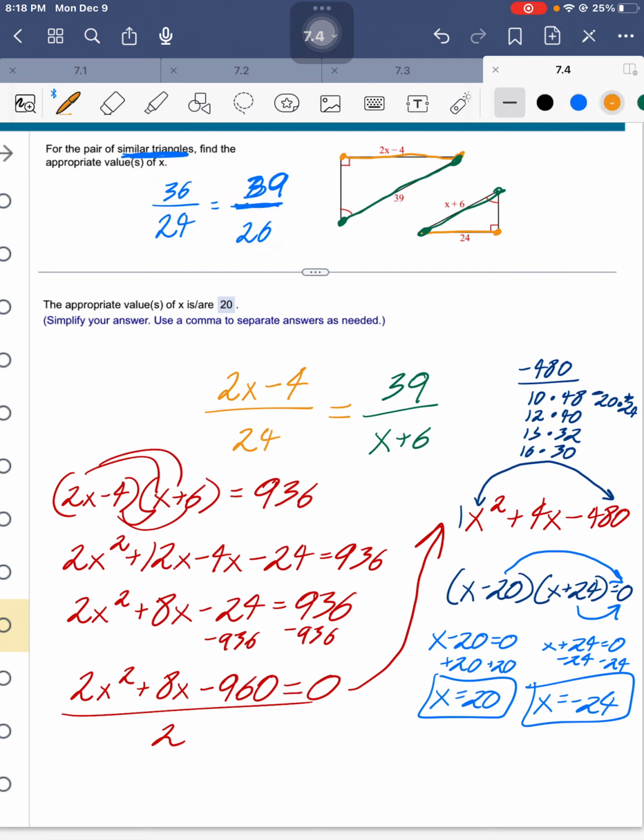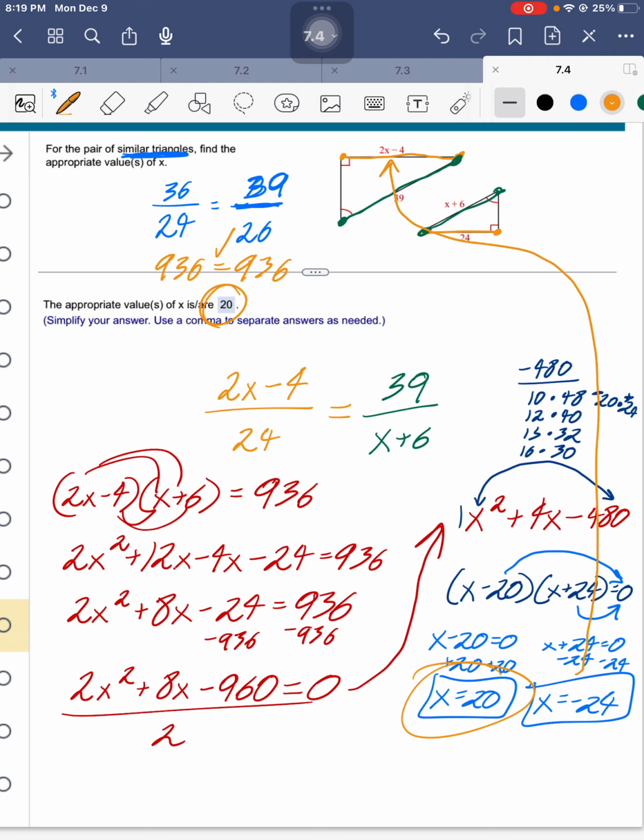So now, 36 times 26 is going to equal, let's do it in green and orange to change the color. 36 times 26 is equal to 936. And 24 times 39 is equal to 936. So this proportion is true. So this 20 does work. So 20 is one of my options.